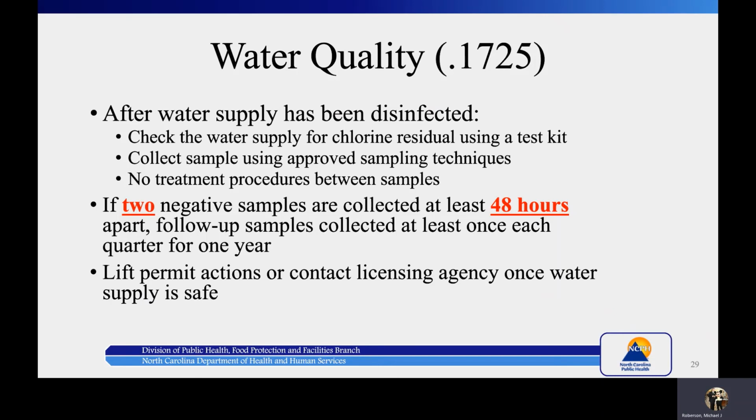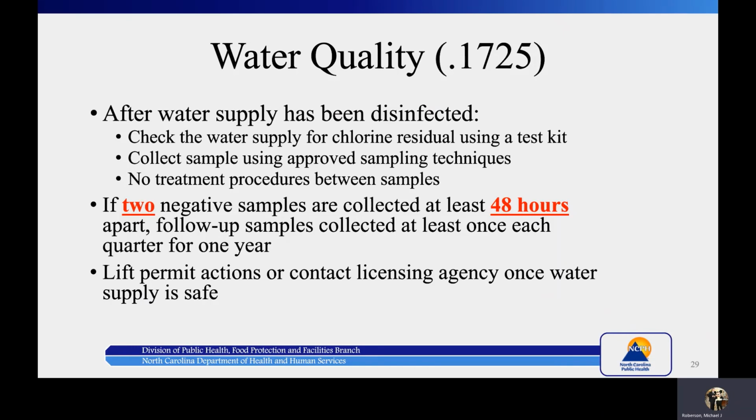So now, if we get our 2 negative samples, collected at least 48 hours apart, and everything's good, we're going to lift the intent to suspend, we're going to notify the licensing agency for licensed facilities that everything's good to go, and we're going to conduct follow-up samples once a quarter for 1 year. So keep that in mind. Our job's not done yet.